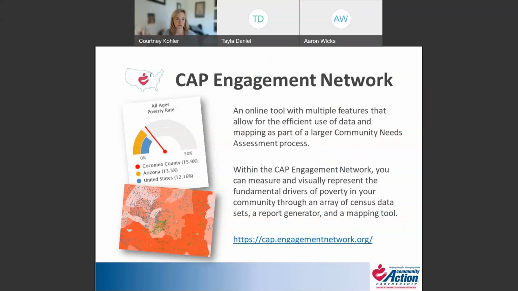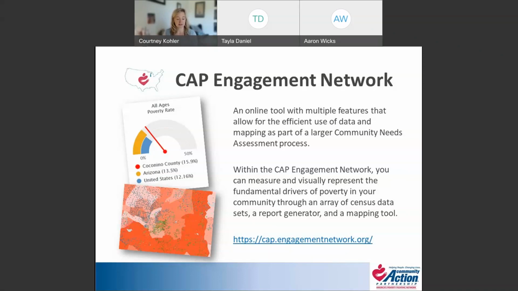So one resource related to data that can be very helpful is, it's had a few names over time, our Community Needs Assessment online data tool, basically. The name of it now is the CAP Engagement Network. Previously, this tool was called Community Commons, but it is essentially the same tool. It just went through a bit of a facelift and was transitioned to a different platform. But all the same great tools and functionality. Actually, within the last year or two, there have been a couple of enhancements done to it.